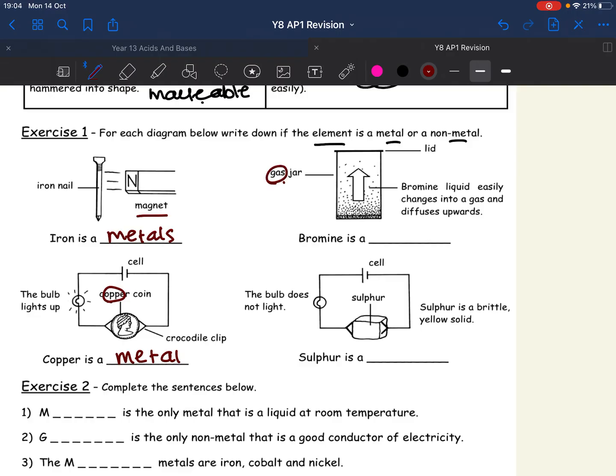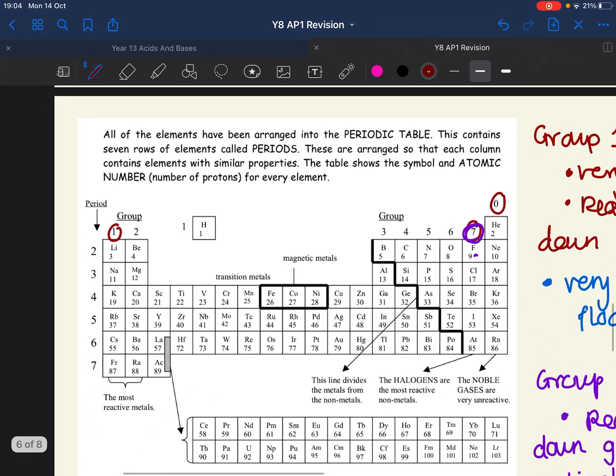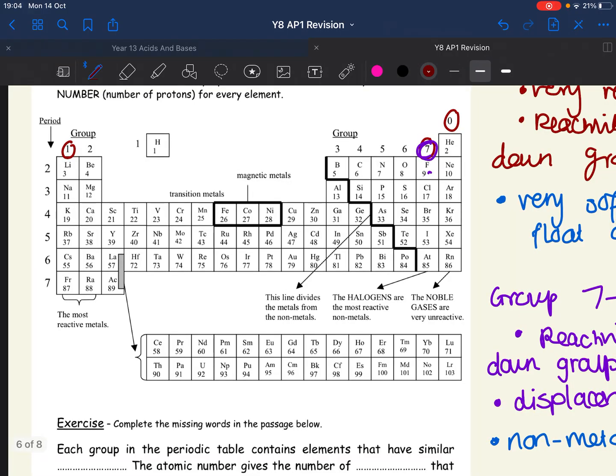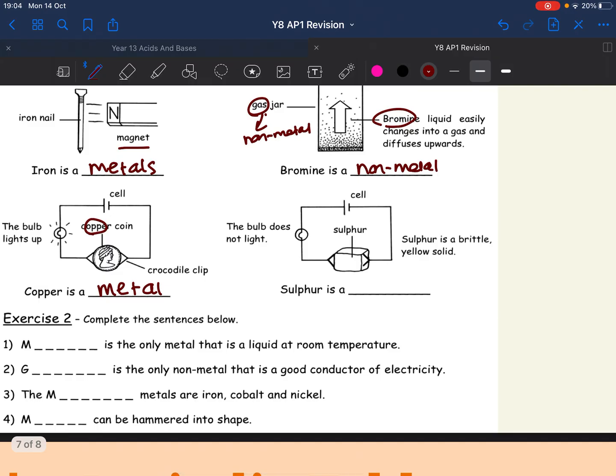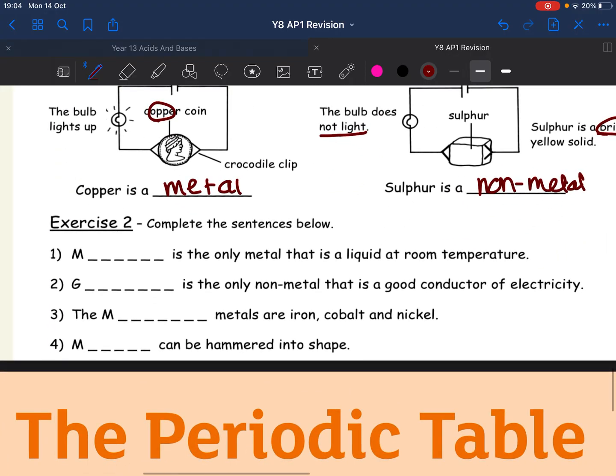This one here, we've got a gas jar. Gas jar, already automatically, I'm thinking that's a non-metal because non-metals are often gases at room temperature. Therefore, bromine is a non-metal. The other thing I can do to make this easier is look at my periodic table. You can see that on the right side of the periodic table we have our non-metals, and on the left we have our metals. Lastly, sulfur is brittle, so that's telling me it's a non-metal, and it does not make the bulb light, so that is a non-metal. And that is the end of our revision video.